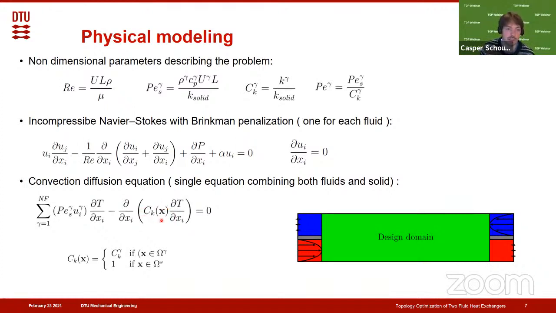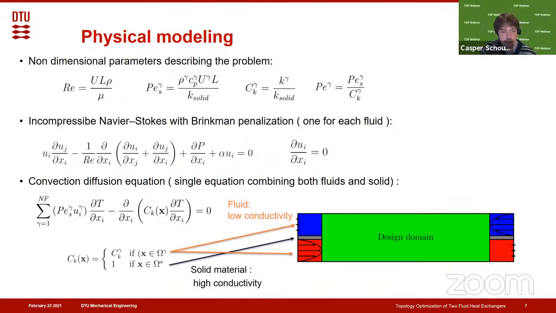By this, we can utilize only a single interpolation scheme for the CK value. The CK value is the ratio of the fluid's conductivity with respect to the solid conductivity. So in the fluid we have a low conductivity, that would be this CK value here. Typically the fluid has a conductivity that is possibly multiple magnitudes lower than the solid, and we would have a high conductivity in the solid material.